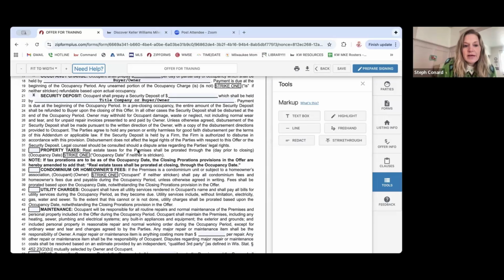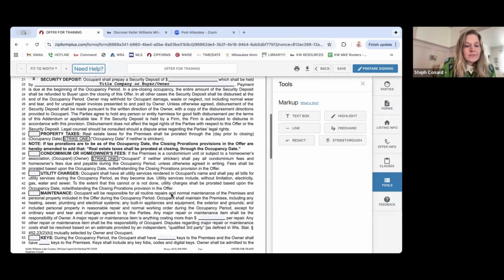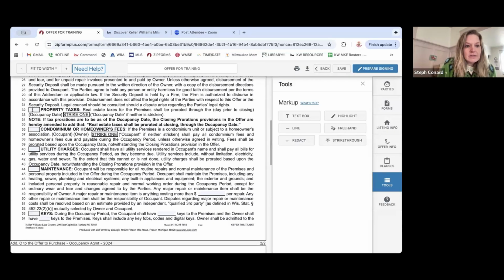So payment is due at the beginning of the occupancy period. Owner may withhold for occupant damage, waste, or neglect, but not for normal wear and tear. Property taxes. Real estate taxes for the premises shall be prorated through the day prior to closing or the occupancy date. If neither are stricken, then they're going to be prorated through the occupancy date. So that seller would credit the buyer back for the time that they also lived in the home in that occupancy period. It defaults to that.